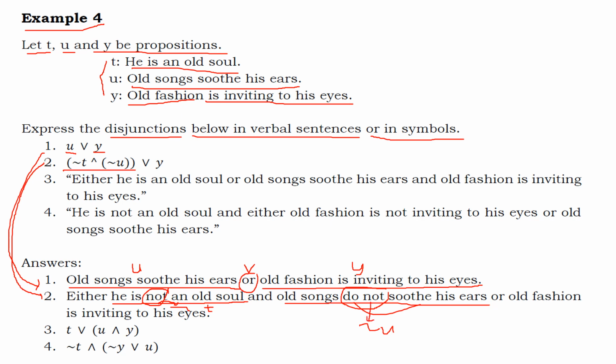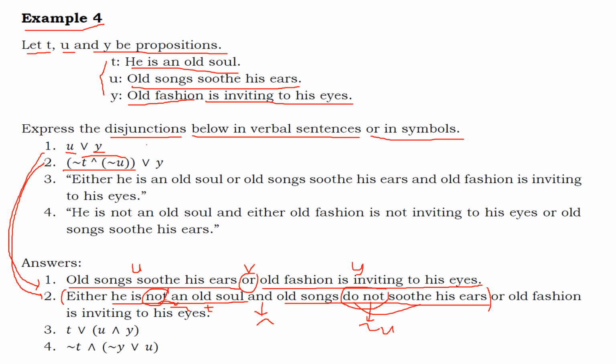And here will represent your conjunction. Your N there, between the negation of T and U, is to represent your conjunction. That's why we use N. Now, in this case, after applying, if we put a parenthesis, this will be the term for your parenthesis. Either he is not an old soul and all songs do not suit his ears. These resulting propositions now represent the terms inside the parenthesis here.